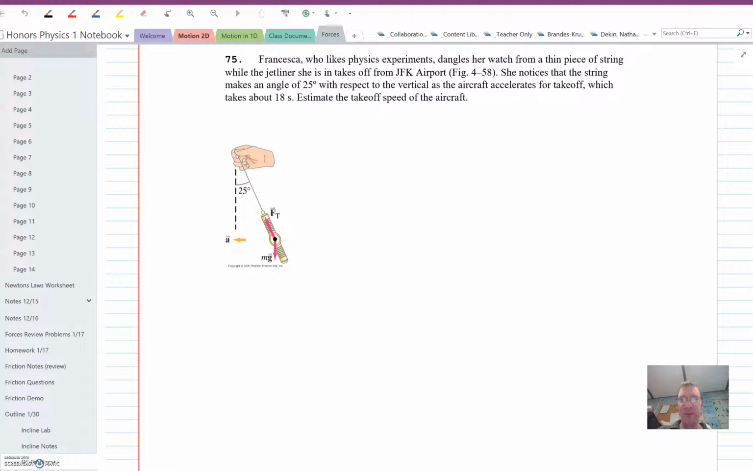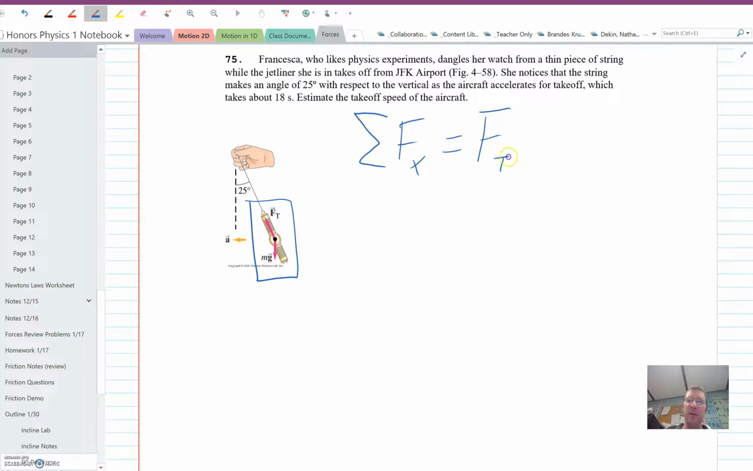Okay, problem number 75 is another one where you really just need to make sure you're doing your drawings correctly. They give you the free body diagram here. What that looks like to me is that there is a component of tension that's acting vertically and a component of tension that's acting horizontally. Now here's one of the things that you need to process and recognize. In the horizontal, the only thing that's happening is tension. So there's a horizontal component of tension.